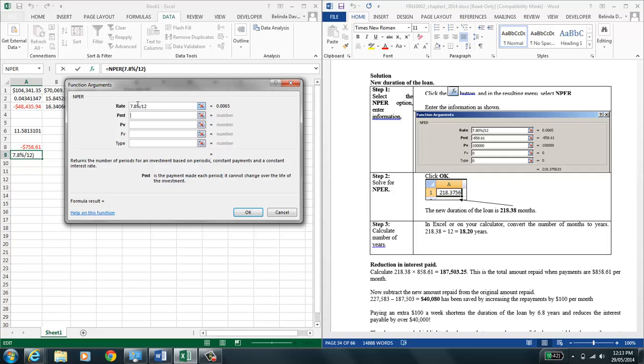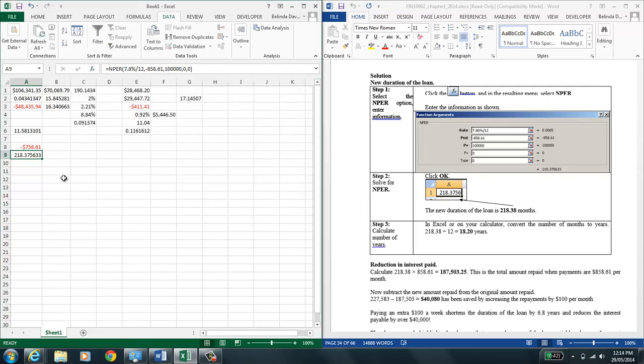The payments are now, instead of $758.61, we're going to pay $858.61. The present value is $100,000, the future value is 0, type equals 0. So now they're paying off the loan over 218 months. We need to divide that by 12 to see how many years. The loan will be paid off in 18 years instead of 25 years.